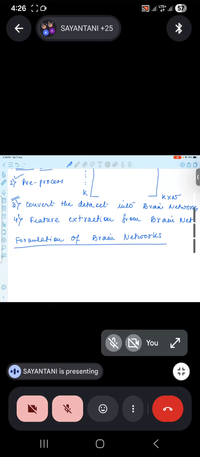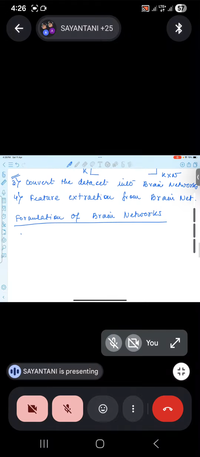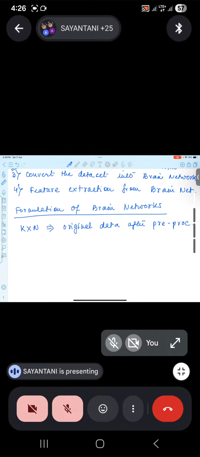Now, the main objective over here is that we initially have a K cross N matrix. That is our original data set. Even after pre-processing, we have the same K cross N matrix. I have to convert this K cross N matrix into an N cross N matrix.